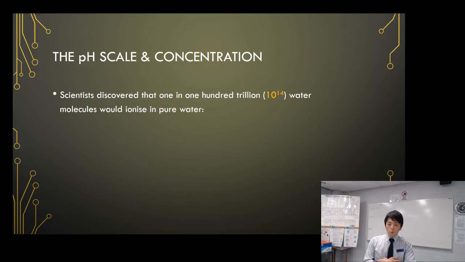Water molecules would ionize in pure water. If you have a certain amount of water, 1 in 100 trillion of the water molecules would be ionized. When I say ionized, this is the reaction that we are talking about. There are two water molecules, and some of them would be making the product on this side, H3O+ and OH-, and some of those products will come back in the reactant direction to make 2H2O, sorry, water molecules.